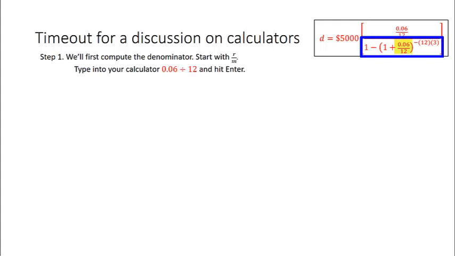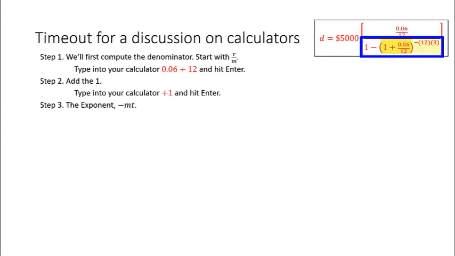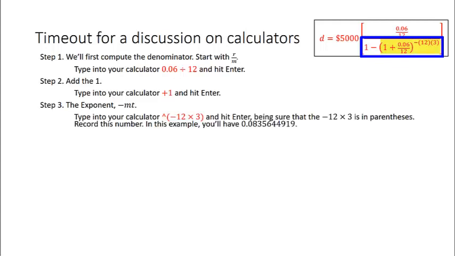So we would type into our calculator 0.06 divided by 12 and hit enter. Add the 1, so type into your calculator plus 1 and hit enter. The exponent, which this time is a negative MT, so type into your calculator caret, and then in parentheses, negative 12 times 3 and hit enter.